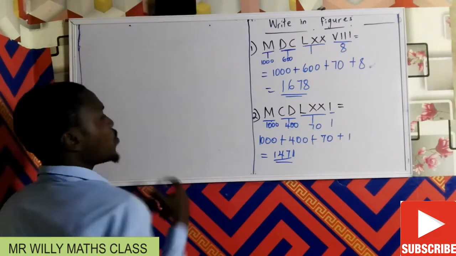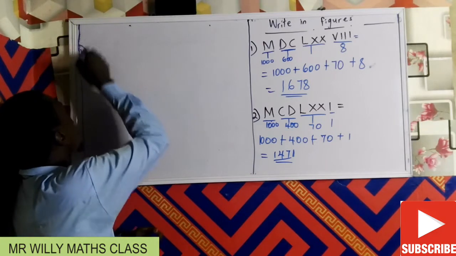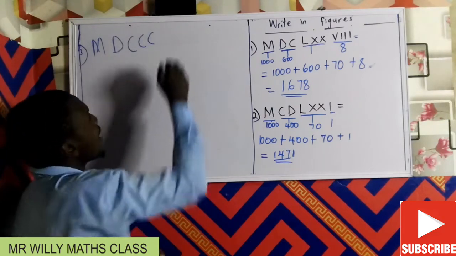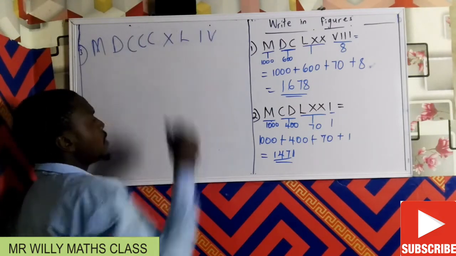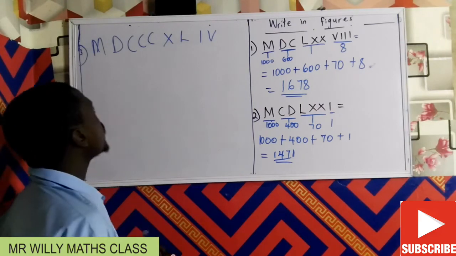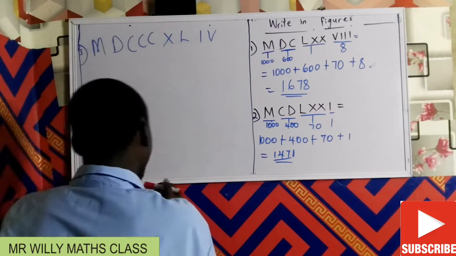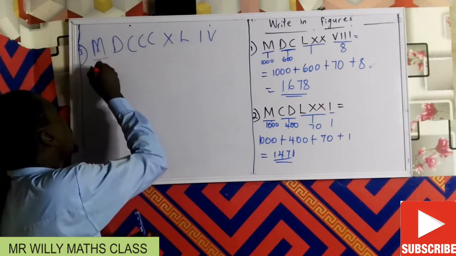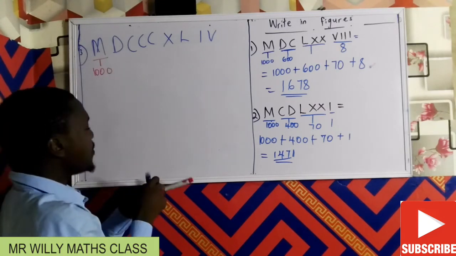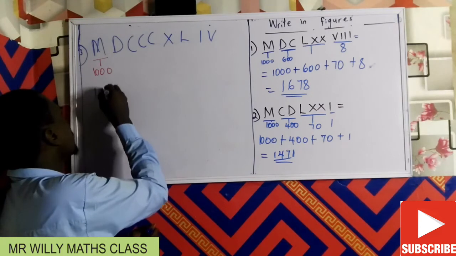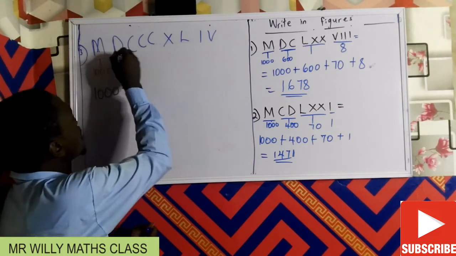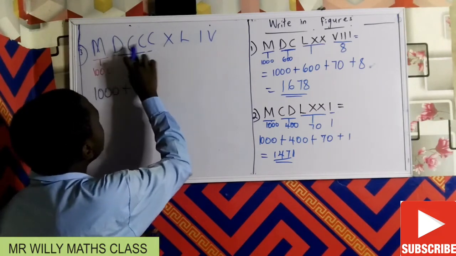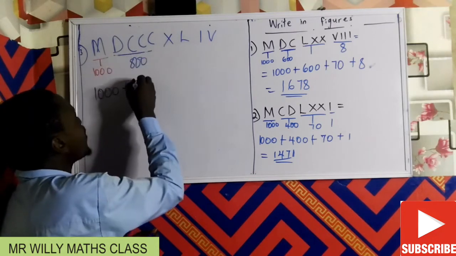Now, our third example. Let's assume that we are having MDCCC XLIV. If you want to convert this into Indo-Arabic figure, you start your workings from the left hand side. The first letter here is M. Our M is 1000. Then D is 500, DC is 600, DCC is 700, DCCC is 800. That will be 800.